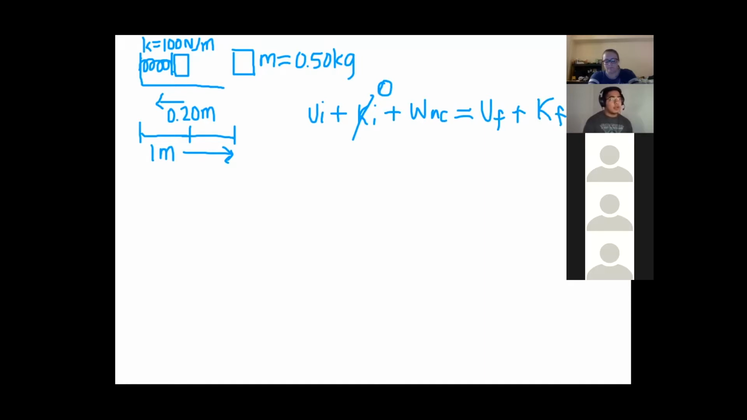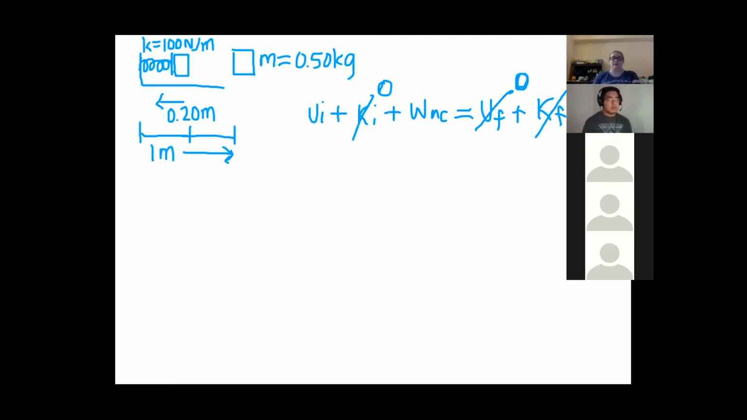Absolutely. As far as the U final and the K final are concerned, we also don't have any velocity at the very end when the block has been pushed, since it goes down to rest. So that's 0 as well, and the U final should be 0 since it has no height, as we discussed in the previous problem.